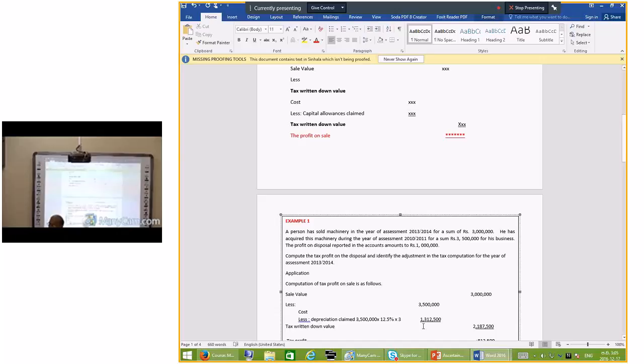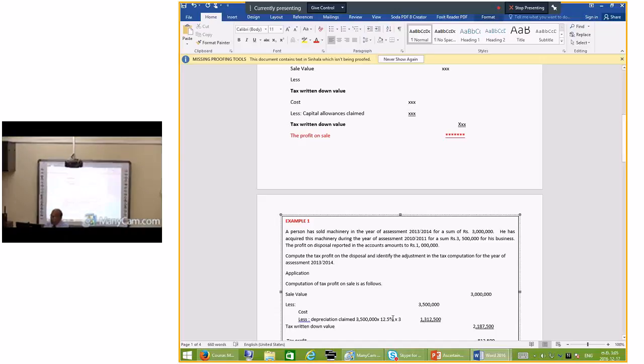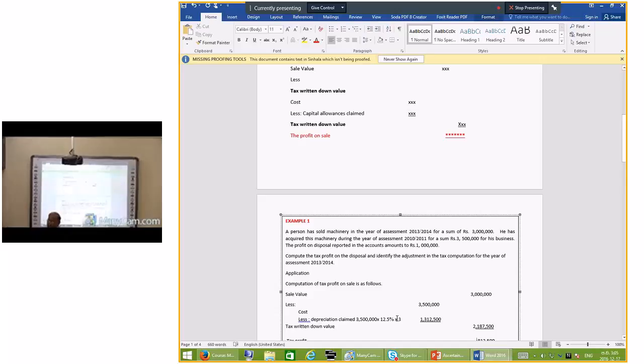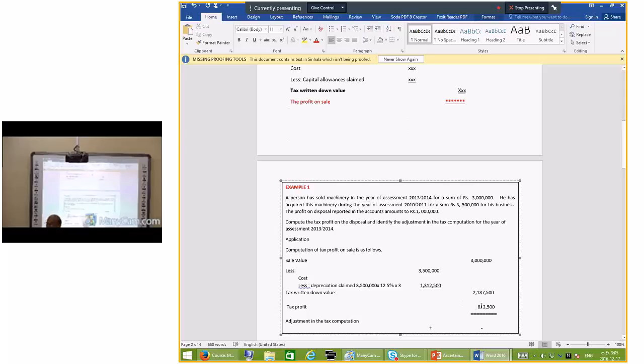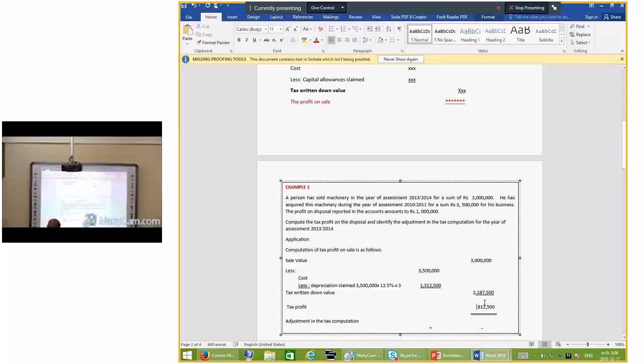It becomes nil. The depreciation charge of 8 years, 12.5% into 8 years, comes to 3.5 million, so the tax written down value will be nil. Then the total value will be the 3 million. If any capital asset which was disposed had claimed capital allowances fully, then the full proceeds become the taxable profit. In some cases there will be losses also. But anyway, the adjusted profit or loss is what is allowed, not the book profit or loss.